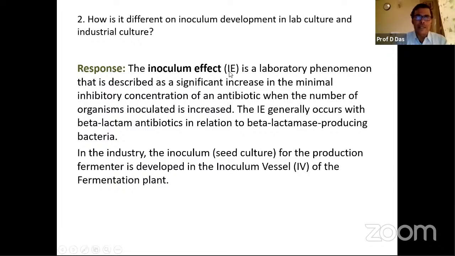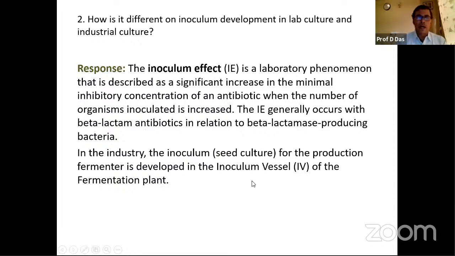So what I have written here is that the inoculum effect is a laboratory phenomenon described as a significant increase in the minimal inhibitory concentration of an antibiotic when the number of organisms inoculated is increased. The inoculum effect generally occurs with beta-lactam antibiotics in relation to beta-lactamase producing bacteria.